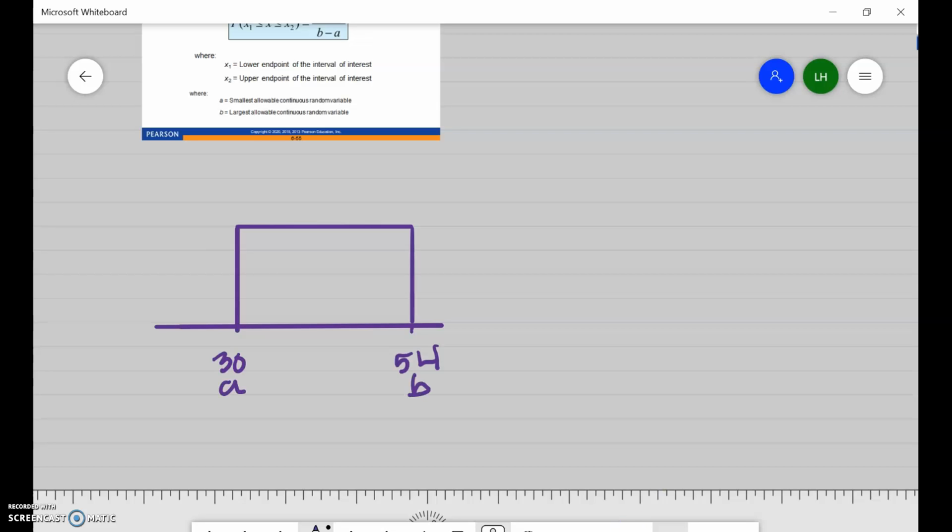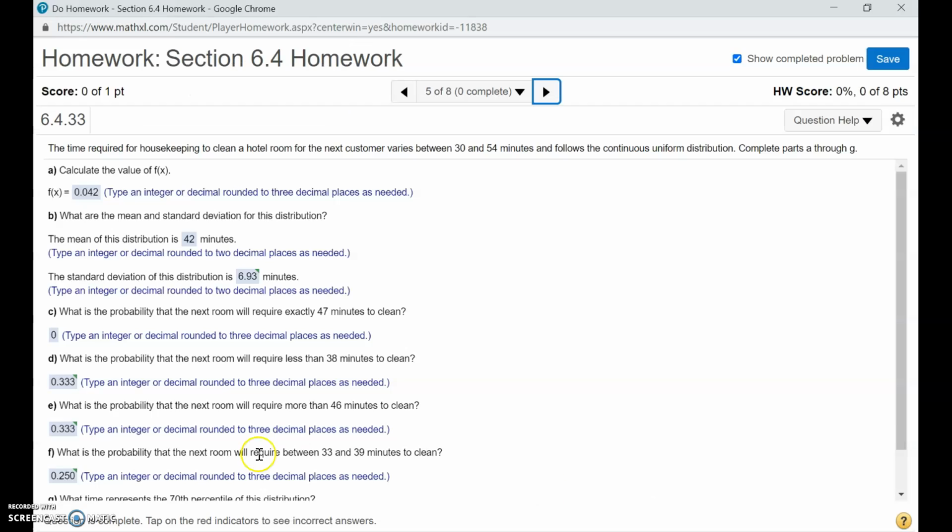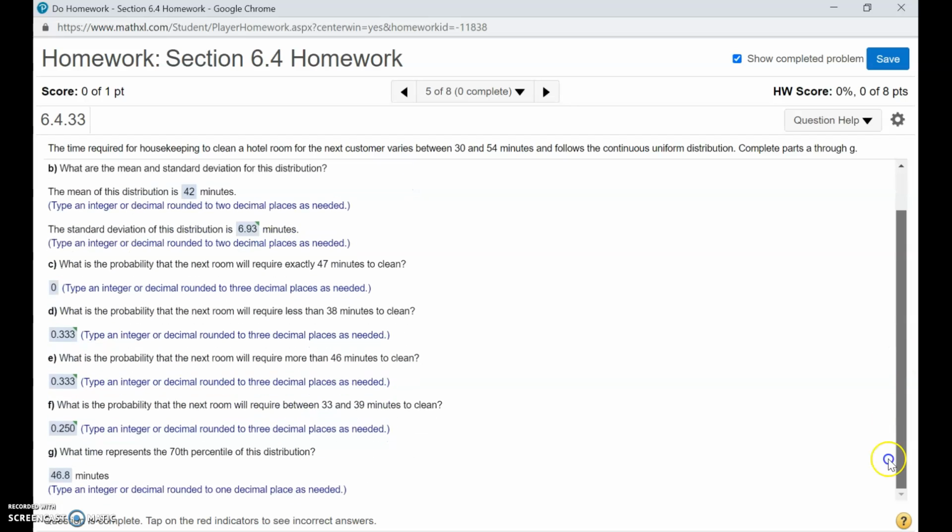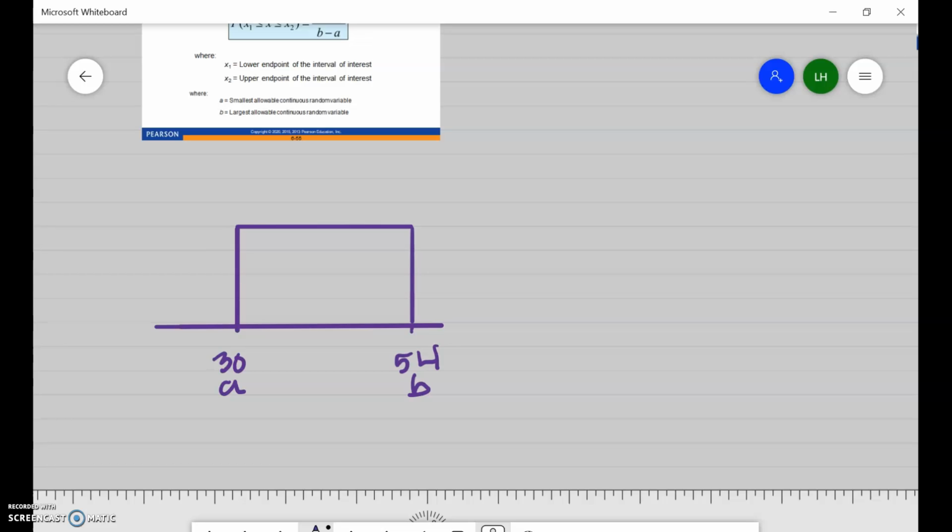Now, I'm not working A through F because I've already showed you how to do that in a previous video. I want to look at the letter G. What time represents, actually, let's look at F, because I don't think we worked one where we had an A and a B and that was different between X. So what is the probability that the next room will require between 33 and 39 minutes to clean?